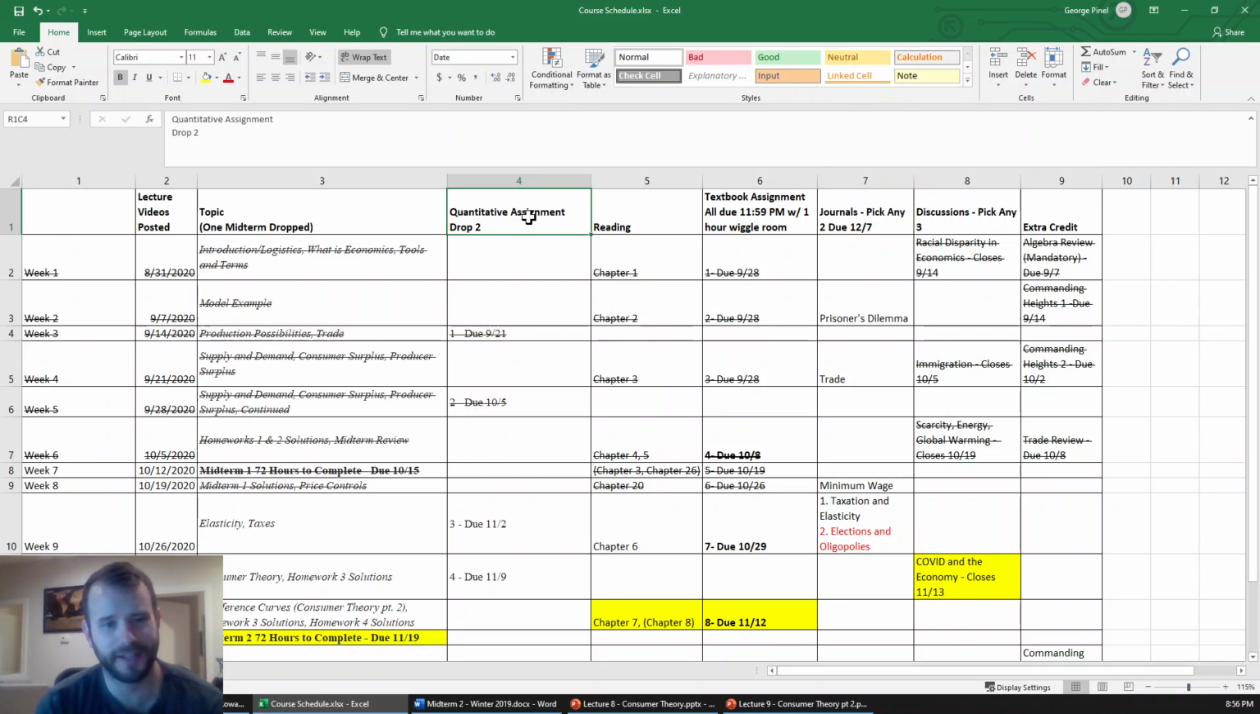So anyway, hard transition. Midterm 2 is going to be the same format as midterm 1. It's going to look a lot like the quantitative assignments, 3 and 4. I will throw in a Pareto efficiency question though, so just be prepared for that.